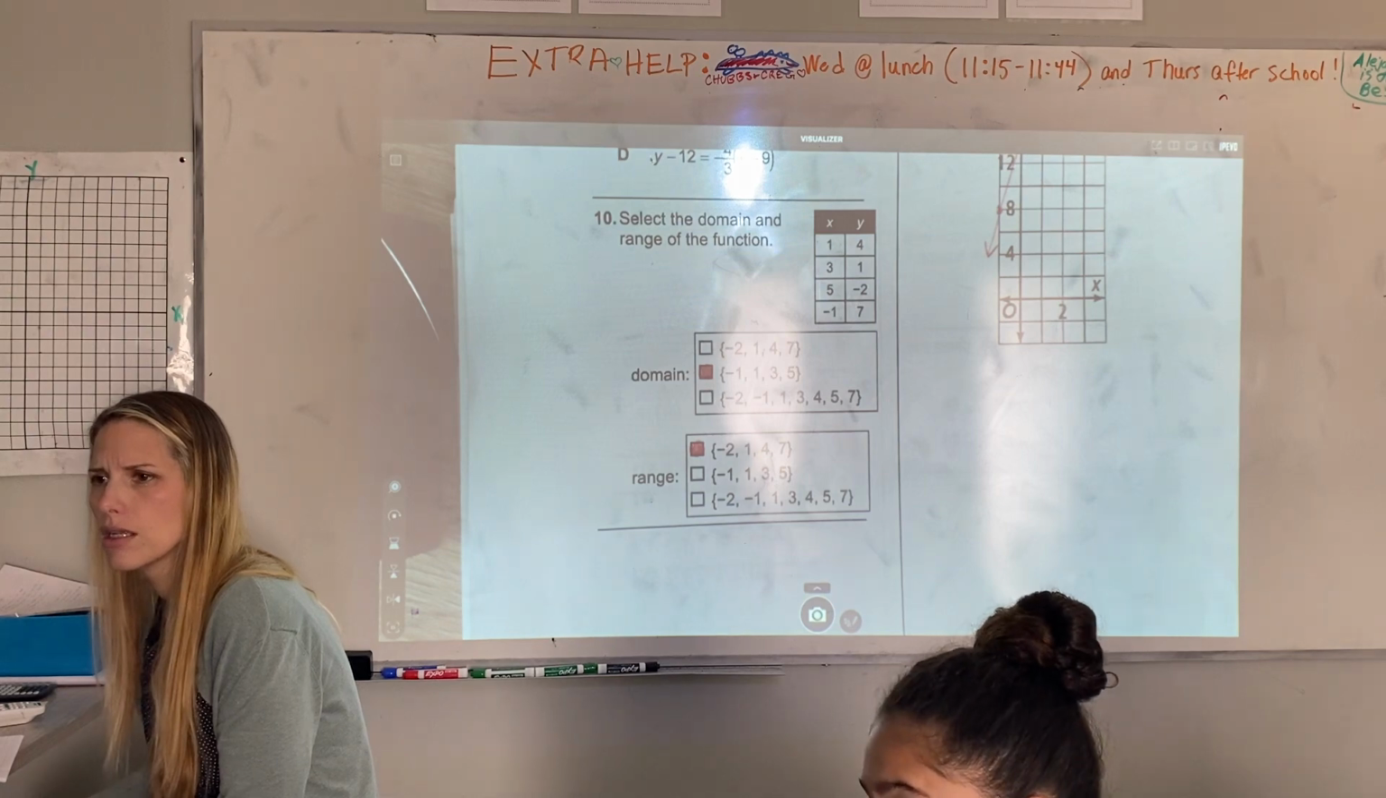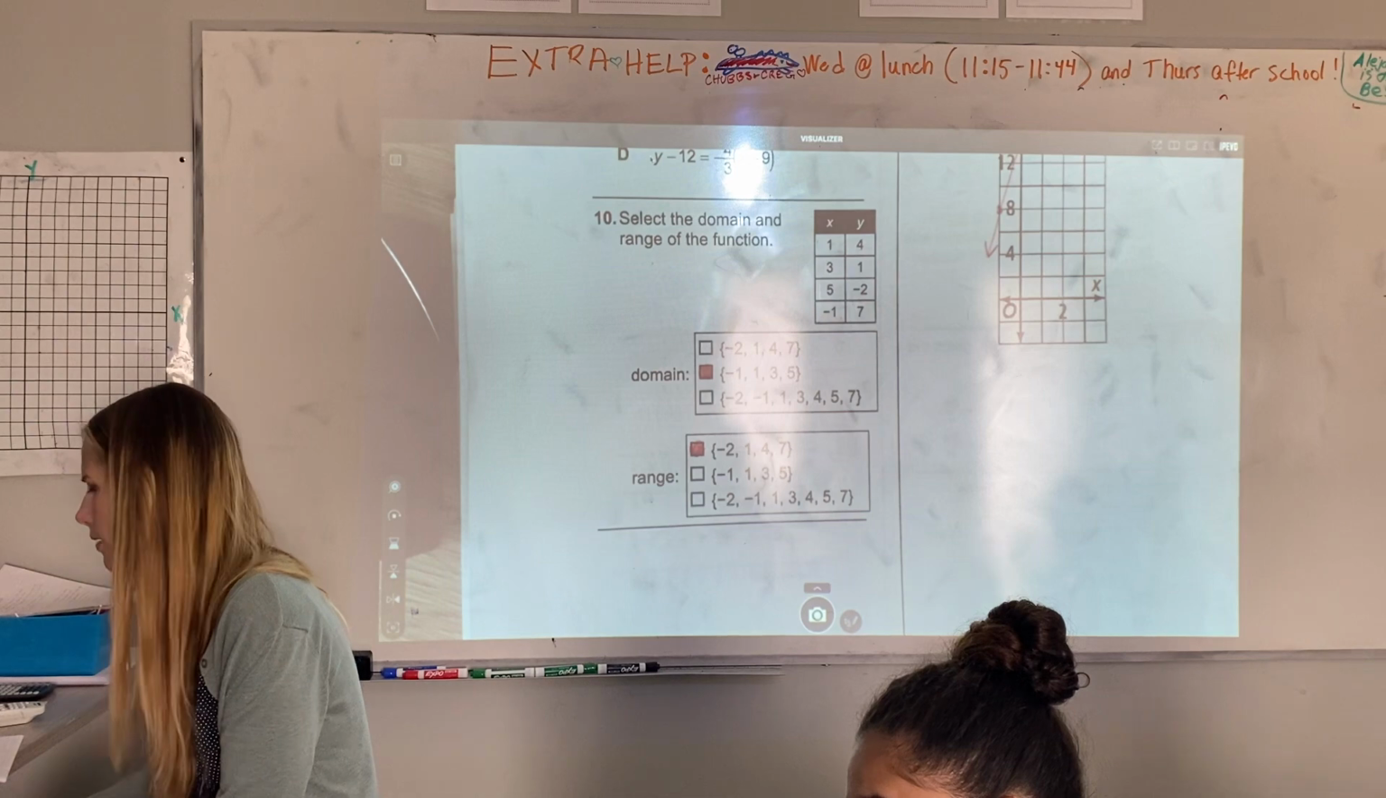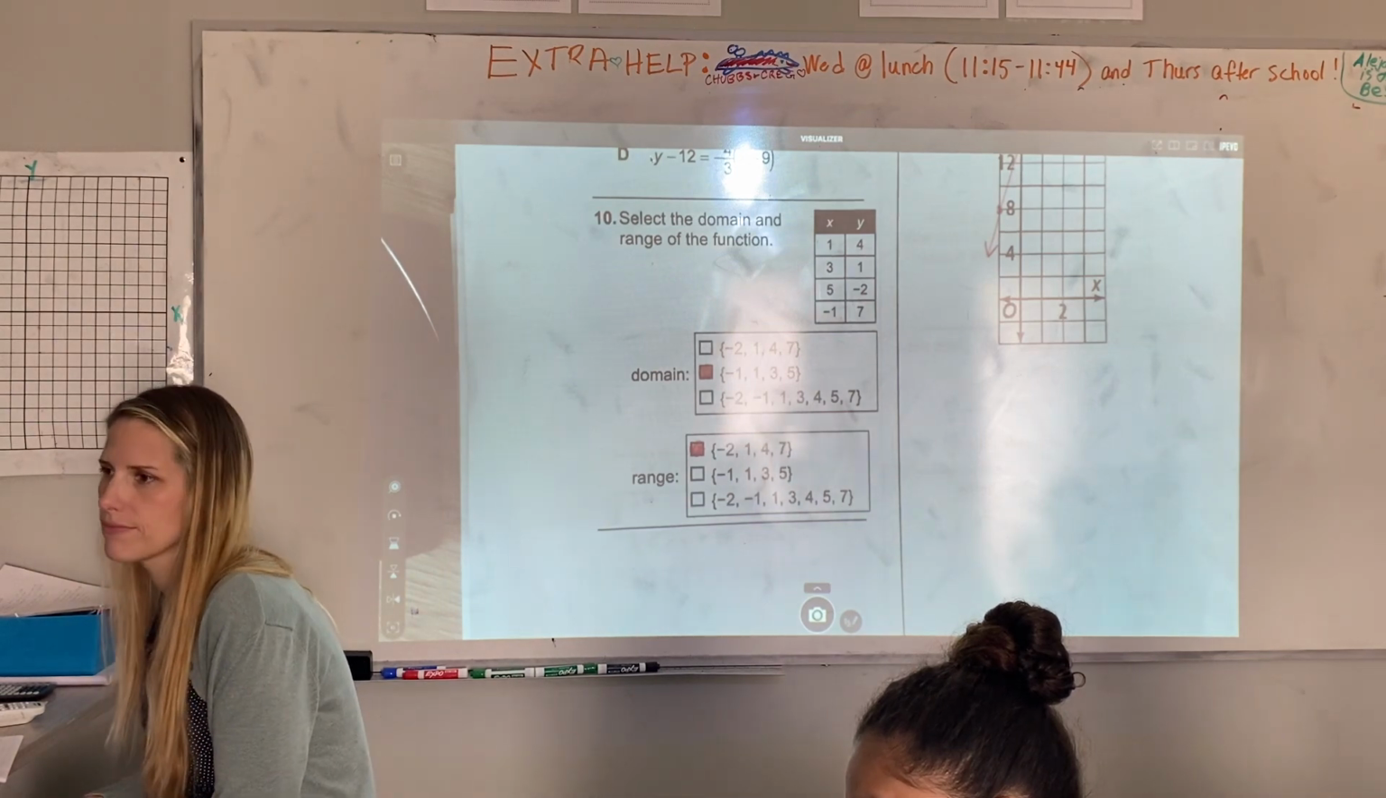Is there something you didn't understand about it? No, I understood that, because I usually do that, but usually I don't get domain. Okay. Domain is x, range is y.